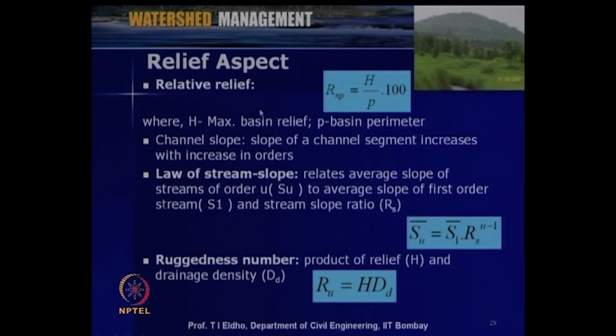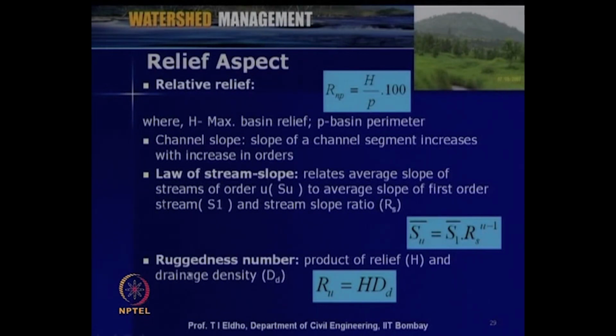Then, as we defined earlier, we can have a relative relief, that is H by P into 100, where H is the maximum basin relief and P is the basin perimeter. And according to the elevation, we also have to consider the channel slope; the slope of a channel segment increases with increase in order. We can combine the law of stream slopes like this. It relates the average slope of streams of order u to the average slope of first order streams and the stream slope ratio. So, S u bar is equal to S 1 bar into Rs to the power u minus 1.